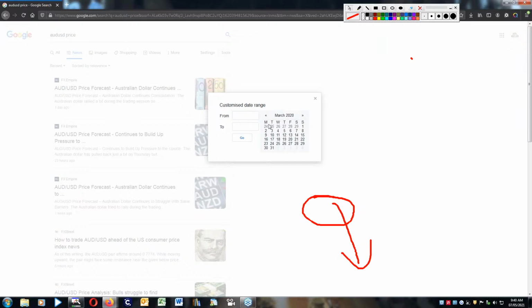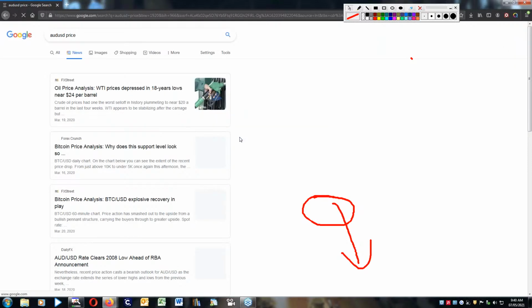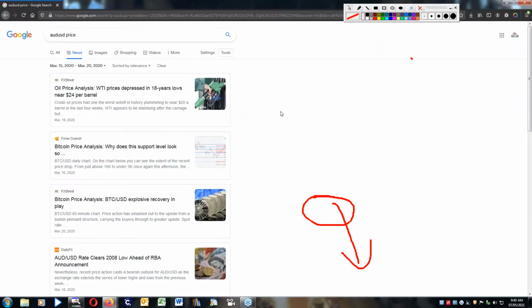March 16, we'll put 15, and we'll put to 20. Okay, 2020. Let's look at the news for the Aussie US dollar during the period where price was dropping hard.